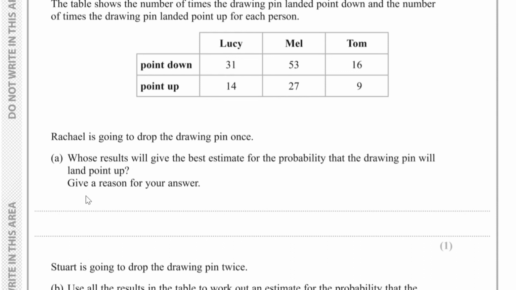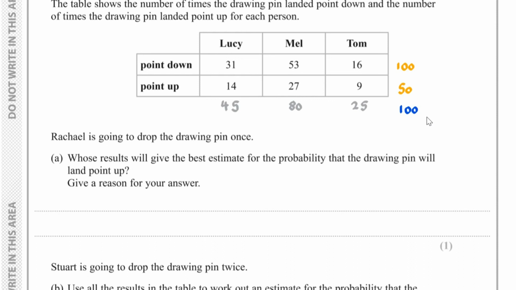Well, the total number of throws Lucy had will equal 31 plus 14, which is 45. For Mel, 53 plus 27, she had 80 throws. And 16 plus 9, that's 25, so Tom had 25 throws. The number of times the pin landed point down, we've got 31 plus 53 plus 16, which is 100. And for point up, 14 plus 27 plus 9, that's 50. So it landed 50 times point up. And the total number of times they've thrown is 150.